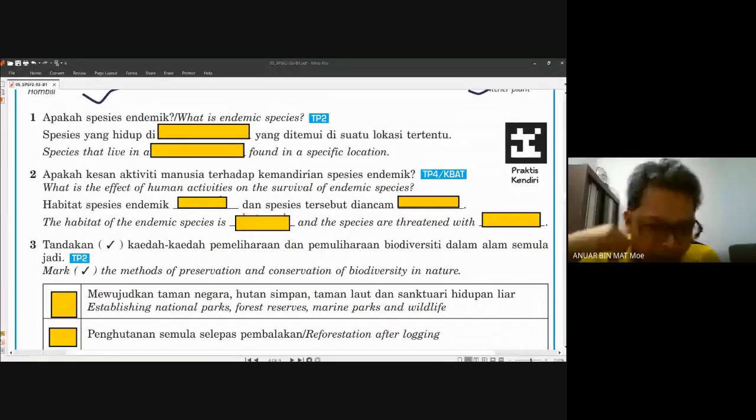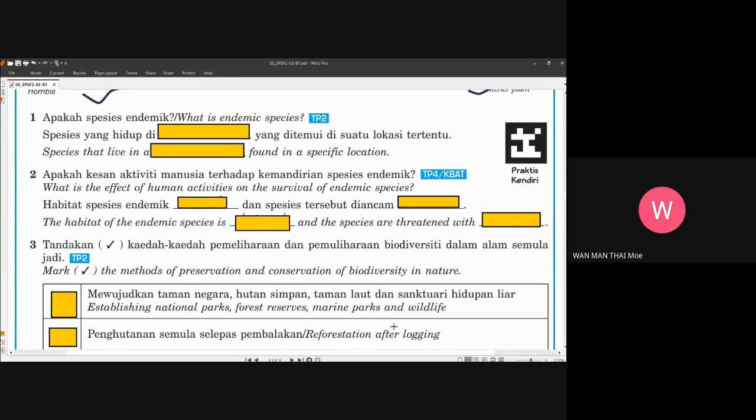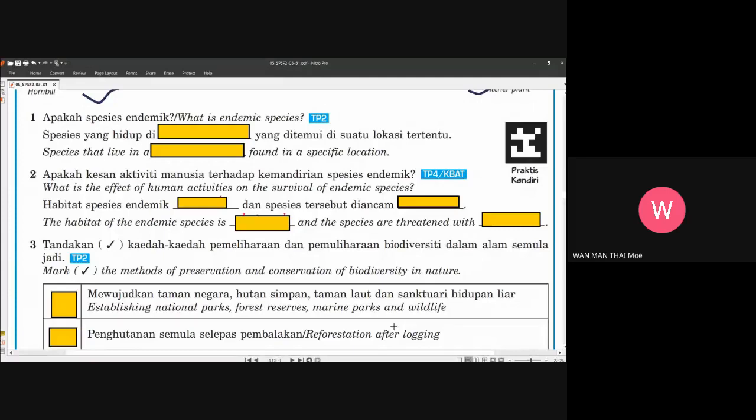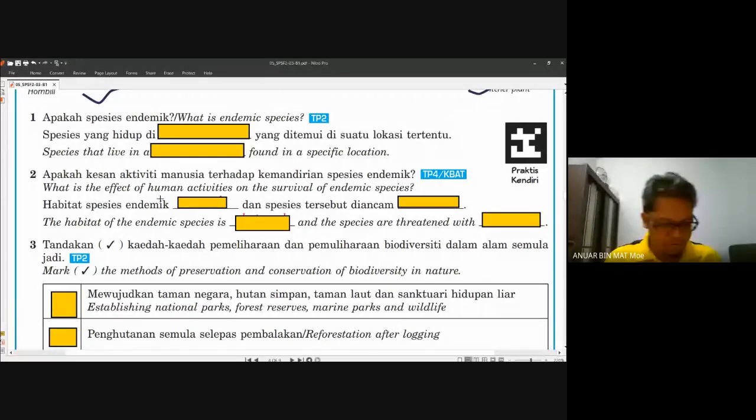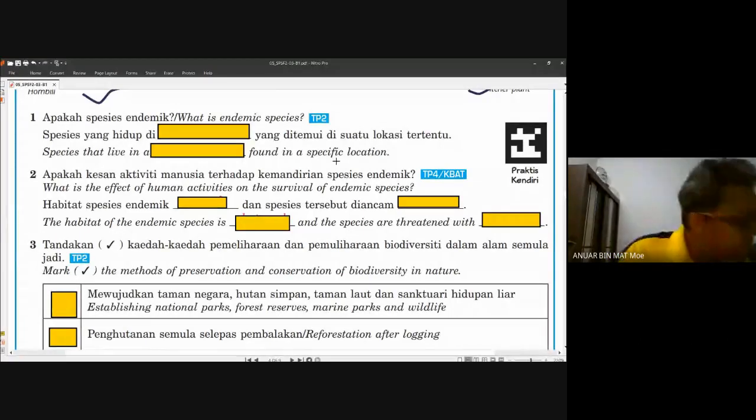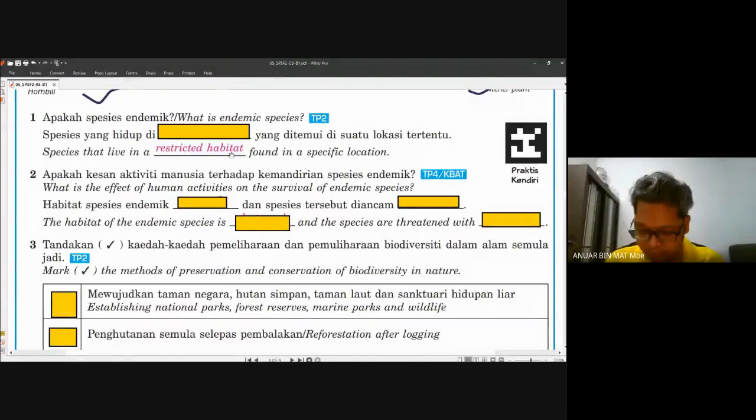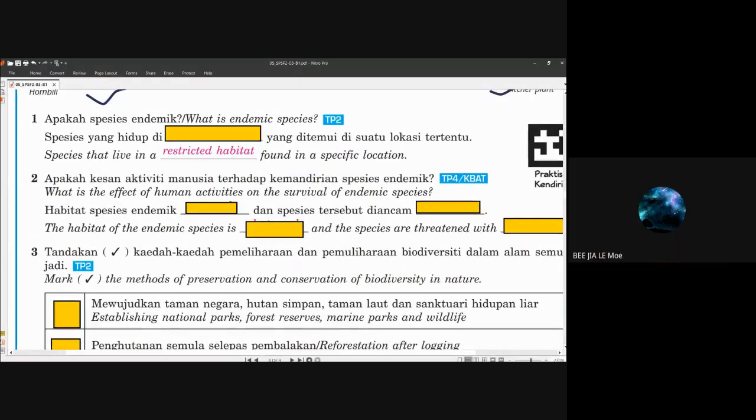Okay, again. Species that live in a forest. Okay, thank you. Found in a specific location. You said the answer is forest. Okay, you just do the self-check. I will reveal the answer. Can you see the answer? Yes. Okay, very good.